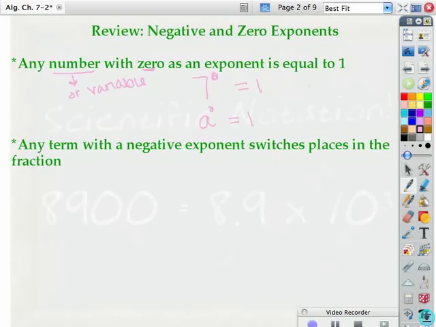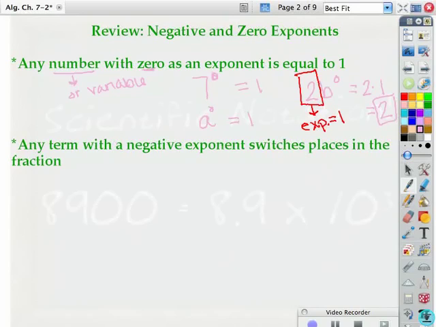If I had 2b to the 0 power, remember that this 2 has an exponent of 1. The exponent for b is 0, so b would become 1, so this would become 2 times 1, which is 2.